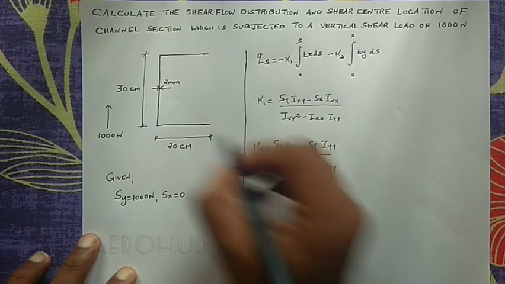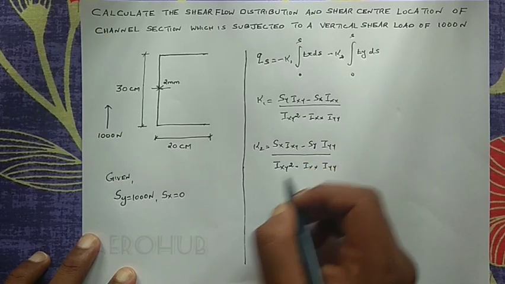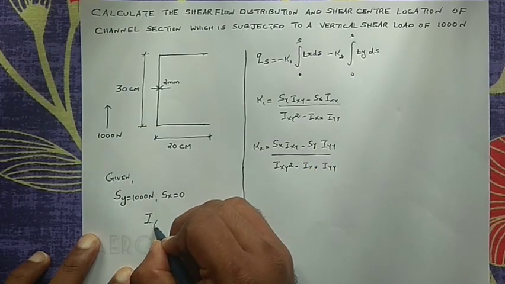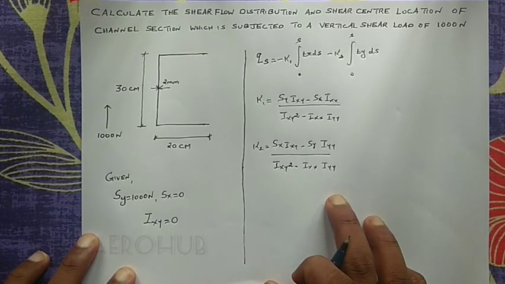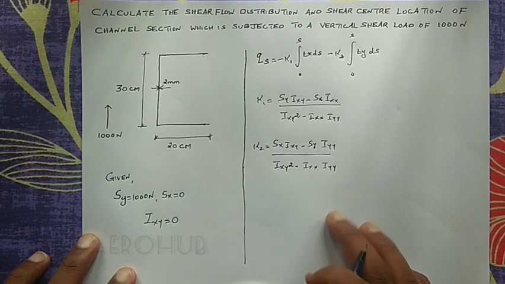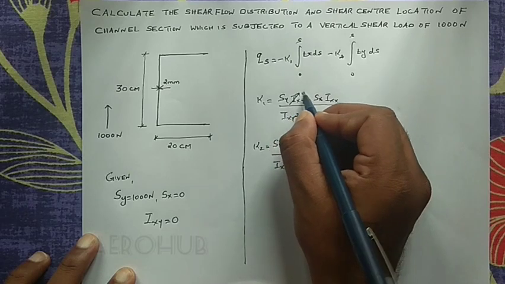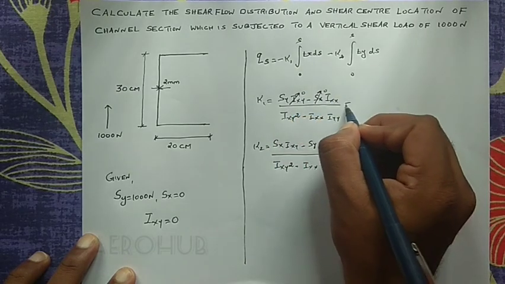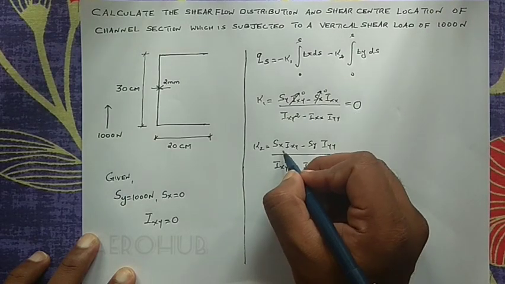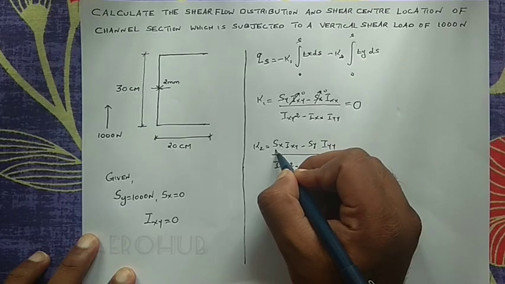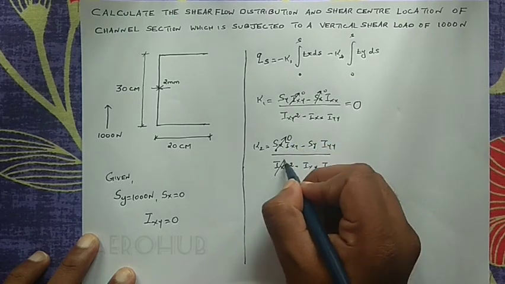Now since this section is symmetric about y-axis, the value of Ixy will be 0 because it is symmetric about the horizontal axis. So the value of Ixy is 0, and we don't have Sx, so practically the value of k1 becomes 0. Similarly, in this case we don't have Ixy and we don't have shear force along x direction, so this value becomes 0. This also becomes 0.